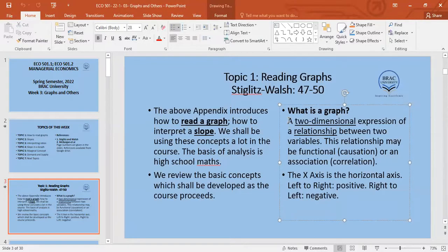So a graph is basically a two-dimensional presentation that expresses the relationship between two variables. Now, one thing we need to clarify is that this relationship will be either causation or correlation. Have you heard the two words causation and correlation? Yes, sir. Okay. What is the difference between causation and correlation?